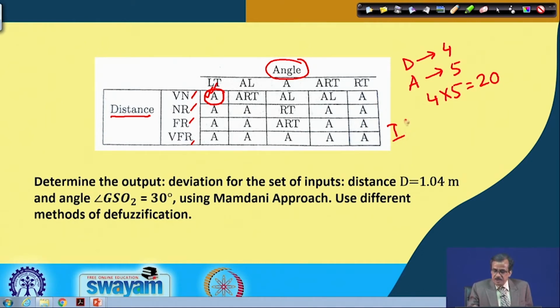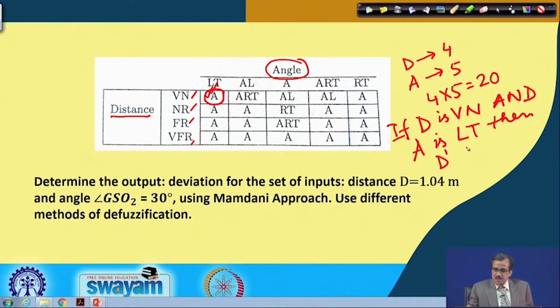If the distance d is very near and the angle is left, then the output, that is the deviation d prime, is ahead. So, this is nothing but a rule. Similarly, we have 20 such rules here.